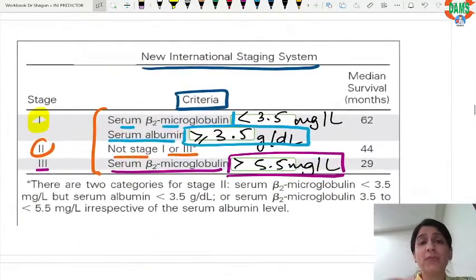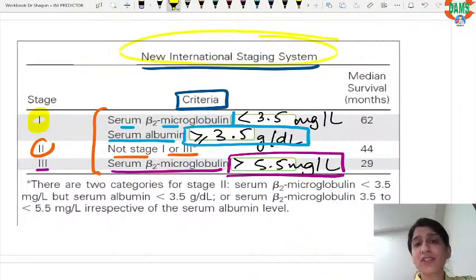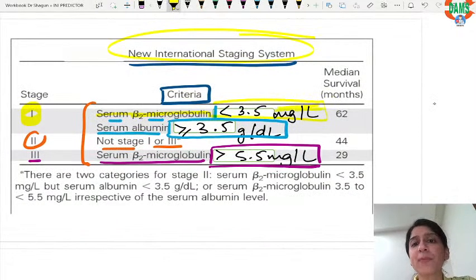Now, when I'm talking about this patient of multiple myeloma, the new International Staging System has given me 3 stages. Now, this is the criteria which you have to remember. I'll say this is a stage 1 multiple myeloma patient when the serum beta-2 microglobulin level is less than 3.5 milligram per liter. Be very sure of the units here. Stage 3 multiple myeloma means serum beta-2 microglobulin more than 5.5 milligrams per liter.